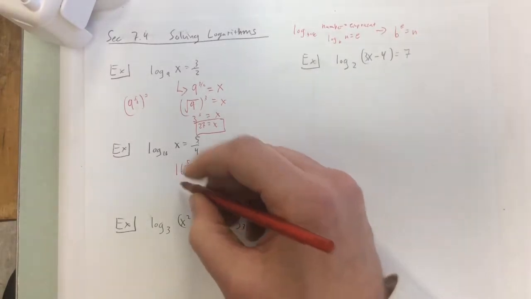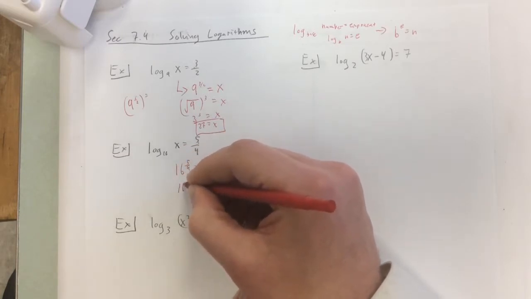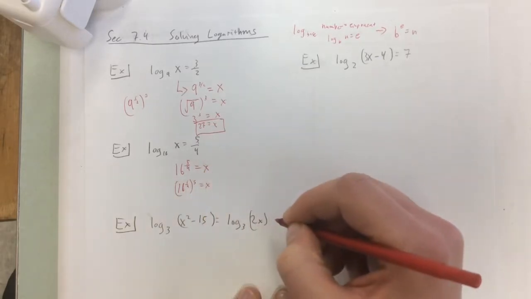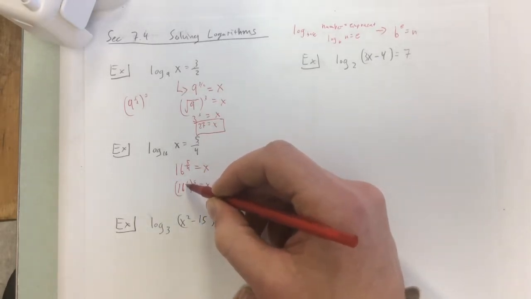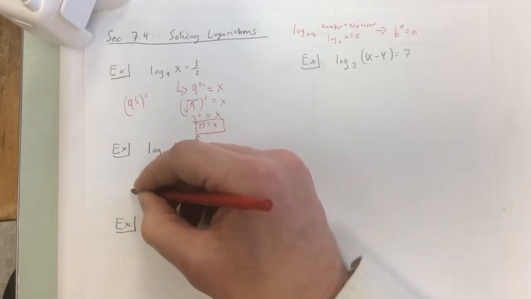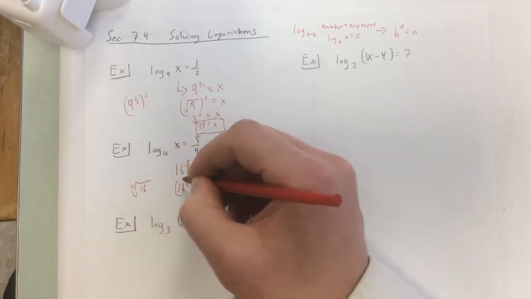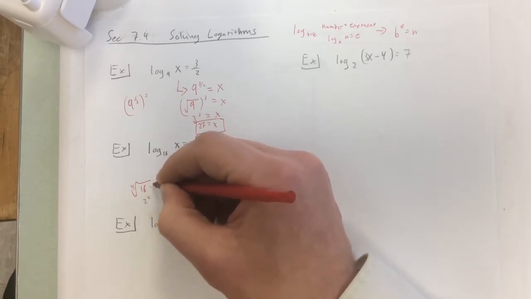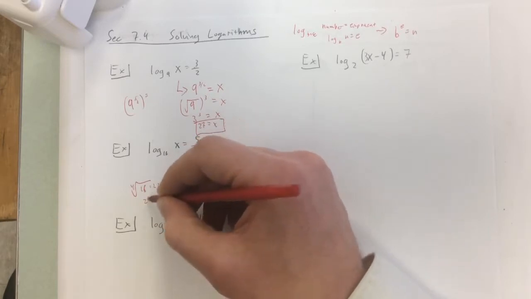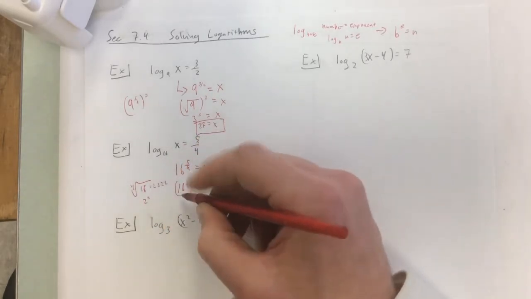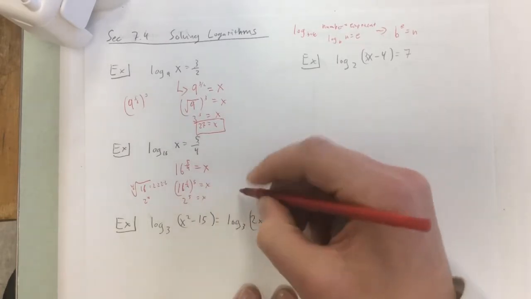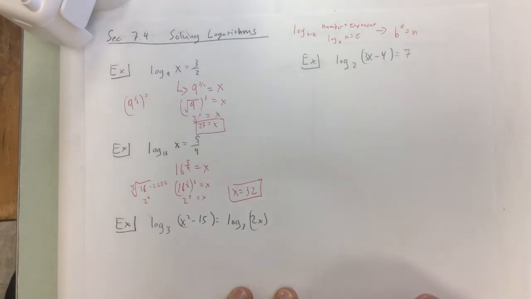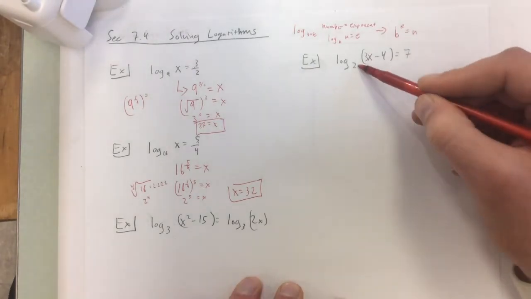So changing this around, I know this is the same thing as 16 to the 1/4, to the 5th. 1/4, well, that's the 4th root of 16. Well, 16 is really 2 to the 4th, 2 times 2 times 2 times 2. So what's the 4th root of 2 to the 4th? It's just 2. And what's 2 to the 5th? That's going to be 32. Pretty simple.